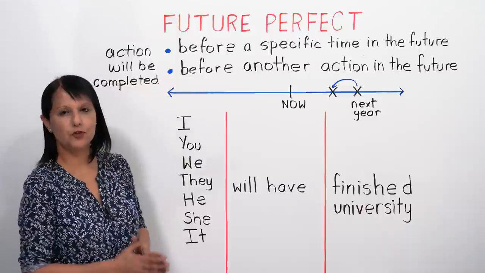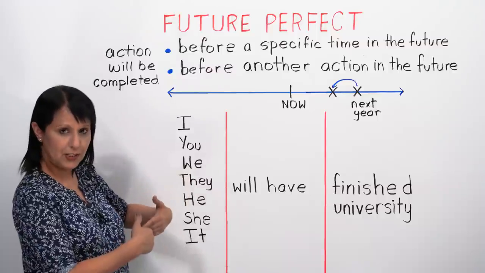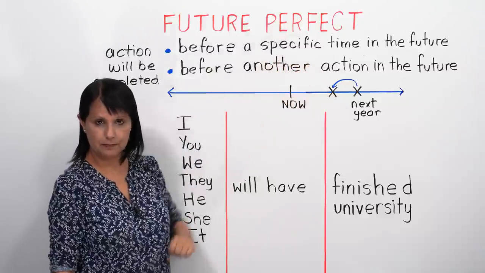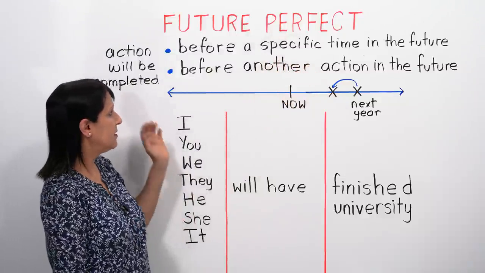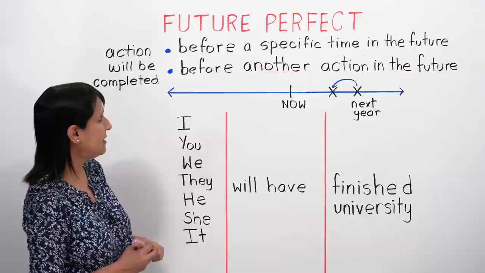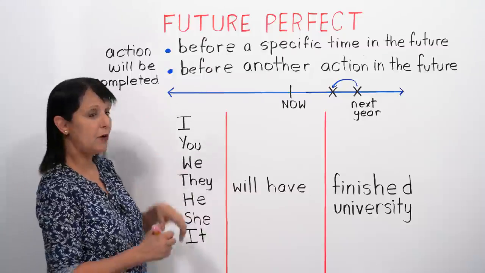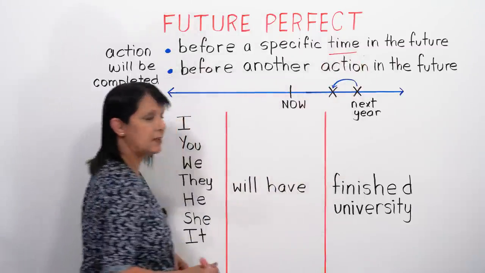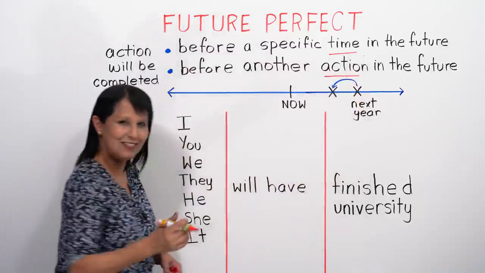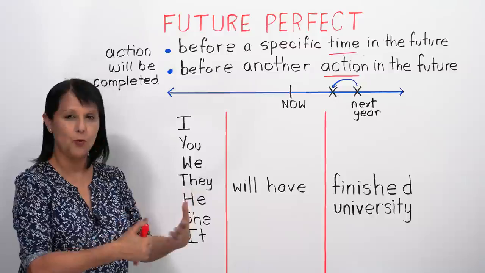So, we can use the future perfect tense in two ways. We use it to talk about an action that will be completed before a specific time in the future or before another action in the future. So, let me explain again. It's an action that will be finished or completed before a specific time in the future or a specific other action in the future. Okay? Let's look at an example. Then you'll understand a little bit better, and as we go through the lesson, you'll understand more and more.